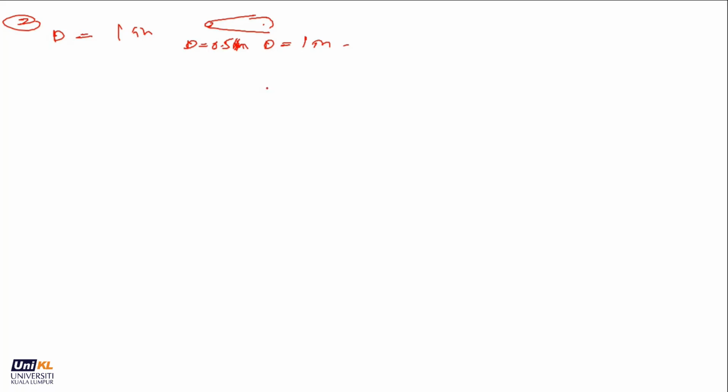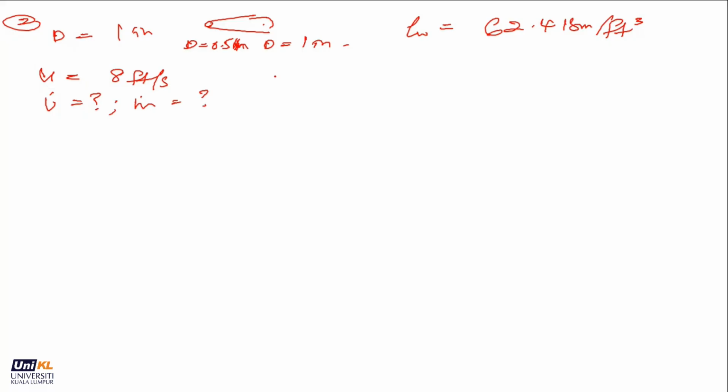If the average velocity in the hose is 8 feet per second, determine the volume and mass flow rate of water through the hose. Take the density of water equal to 62.4. Volume flow rate Q equal to AU or UA.